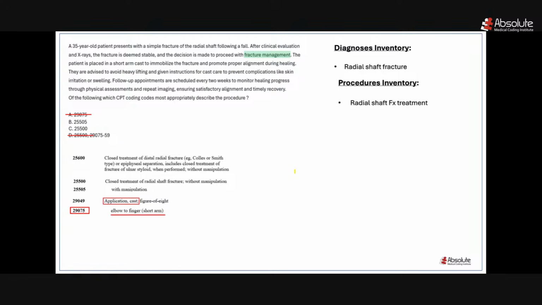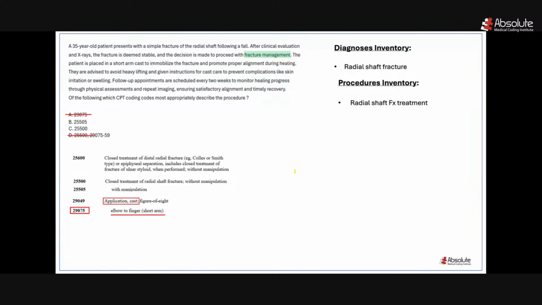I can see an aha moment in the chat. They are priceless. Okay, so as per the guideline, the initial cast applications are included in the fracture treatment codes, and we are not supposed to code them separately. So that eliminates two codes. Now we are left with option B and C.